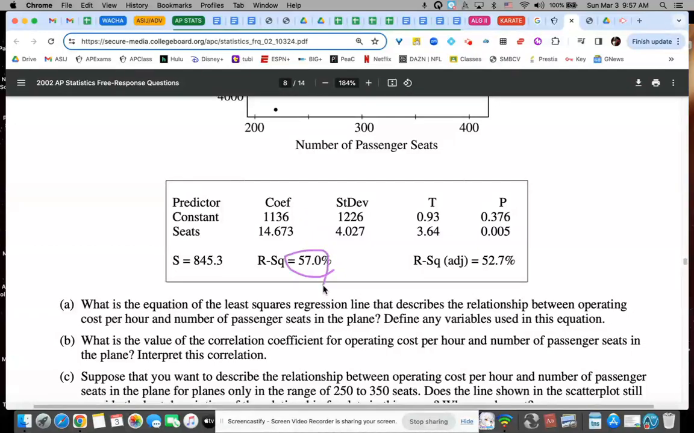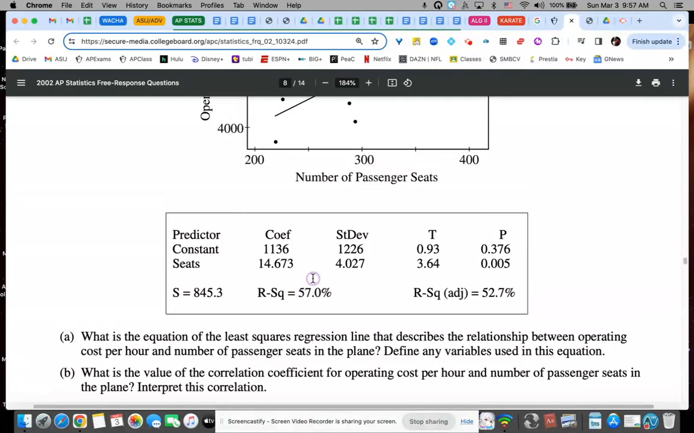If I interpret R squared, that's the coefficient of determination. I would say that 57% of the variation in the operating cost per hour can be explained by the association with the number of passenger seats. The rest of the variation comes from other things, labor costs or taxes or something else. I don't know. It's not my job to figure that out. But yeah, you really got to say that first sentence, and then you're good. So that's how you'd say those 3 values if you were required to, which happens a lot. So be ready for it. All right. Good luck.